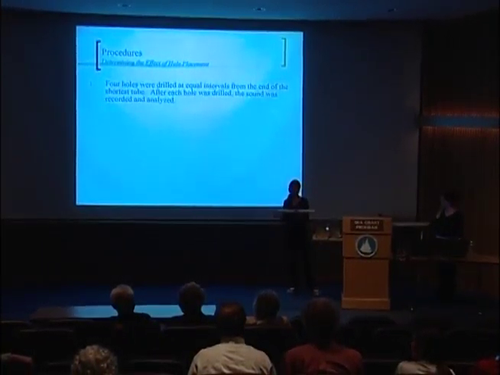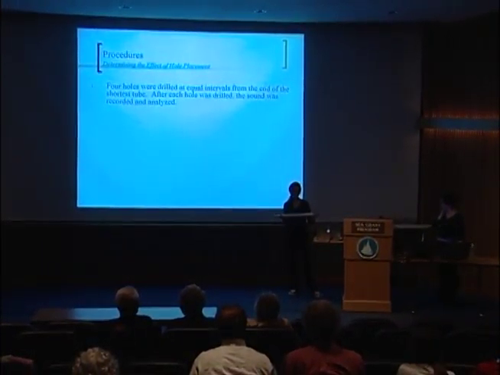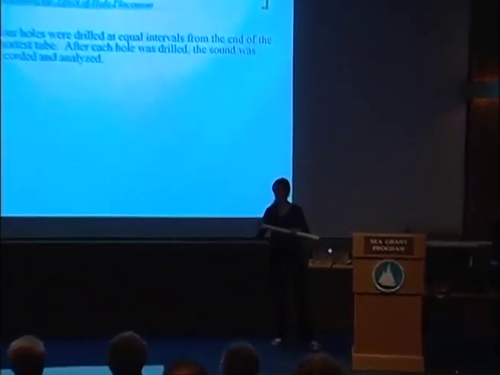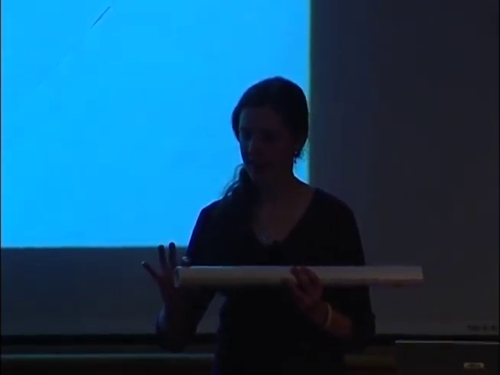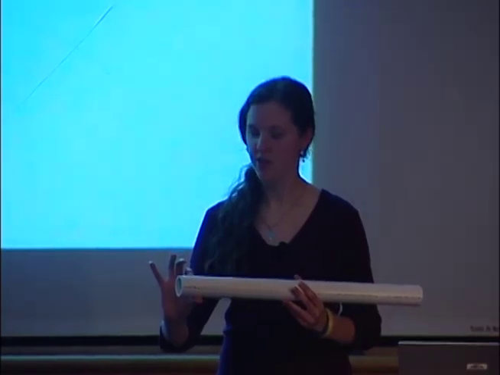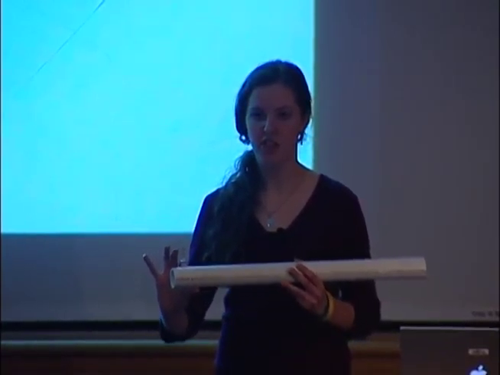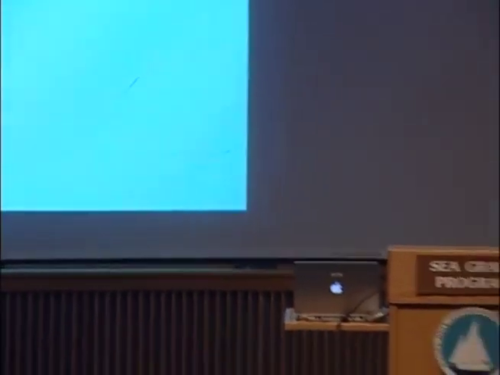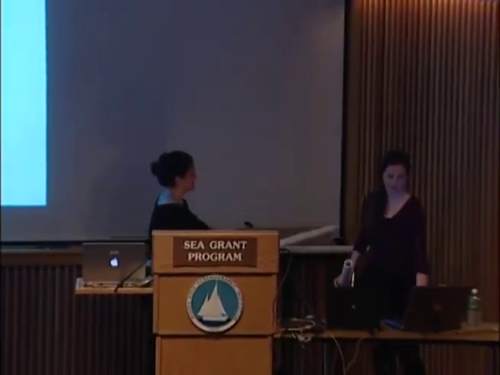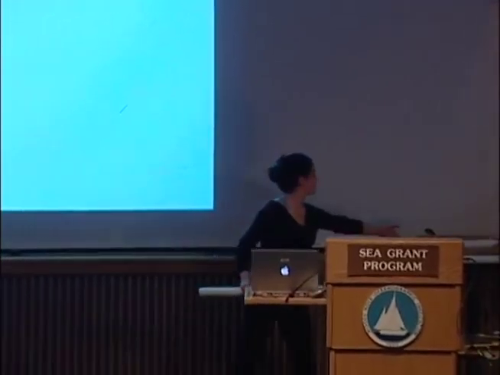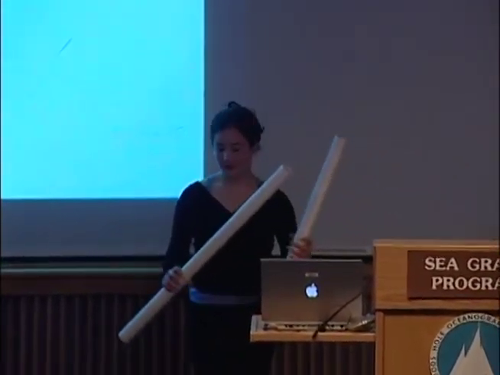Then for our first experiment, we used the short tube. What we did was drill a hole pretty close to the end of the tube, tap this end, record the sound, and analyze the frequency. We did this for second, third, and fourth holes. And also, after each hole was added, we did a second test where we covered the hole to make sure that the change in frequency was an effect of eliminating the hole rather than just changing the material.